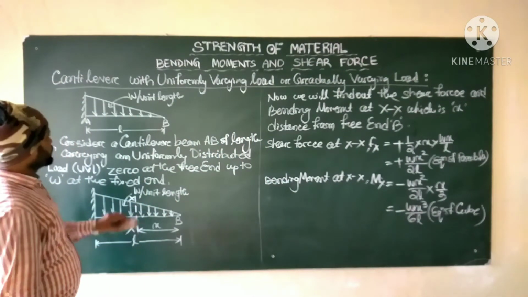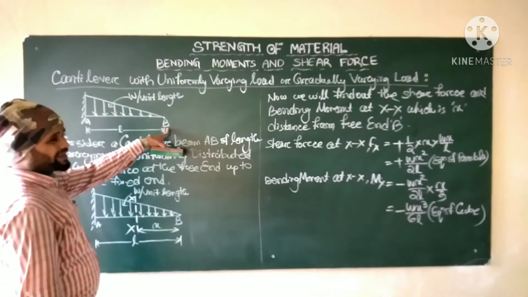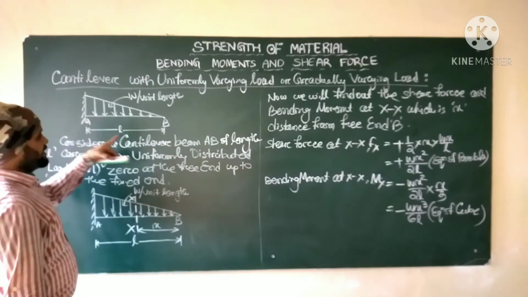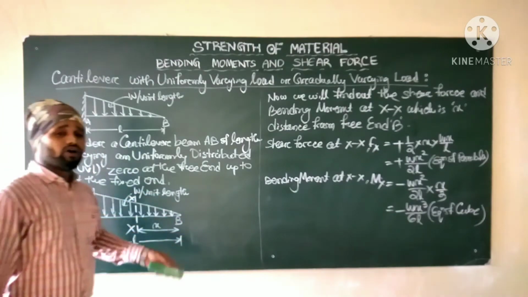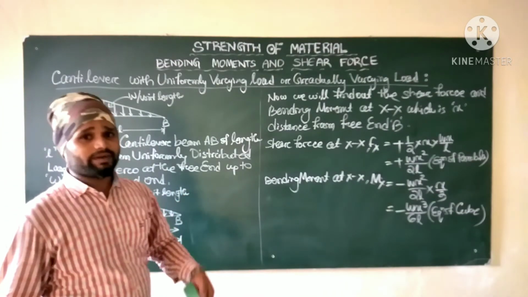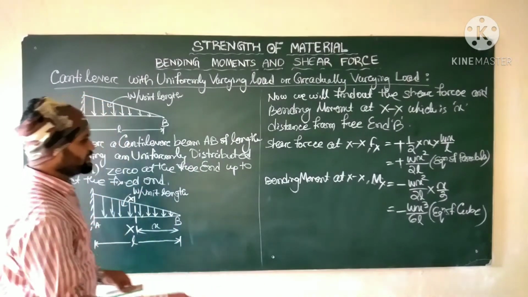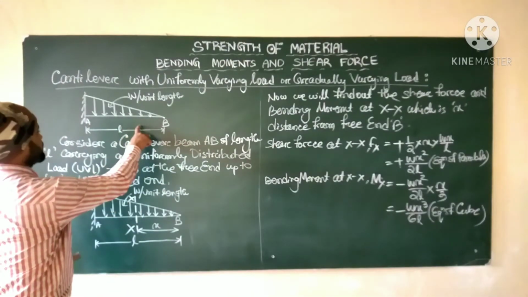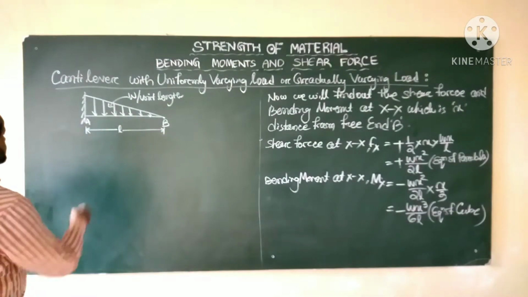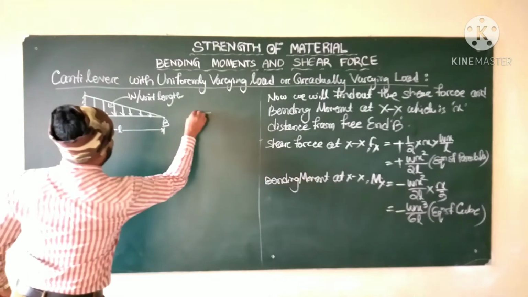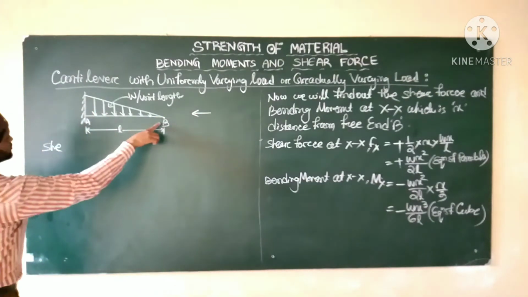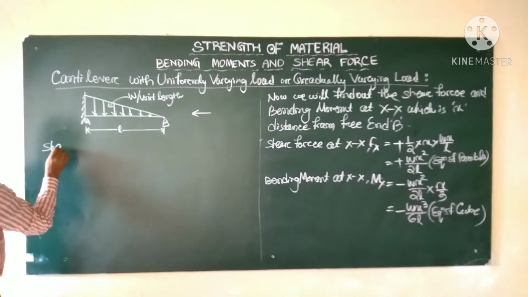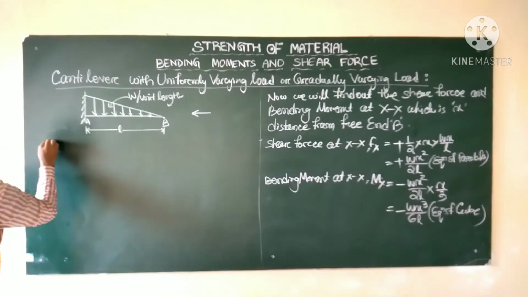So now we will calculate the shear force at B and A, and also the bending moment at B and A, and we will draw the shear force diagram and bending moment diagram. For this, again we will draw this figure. We will go from the free end. So first the shear force will come. Right, calculation for shear force.